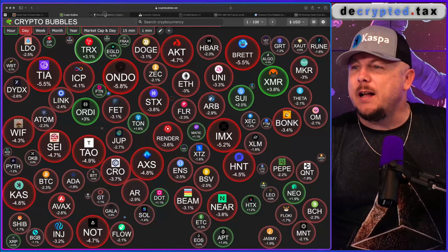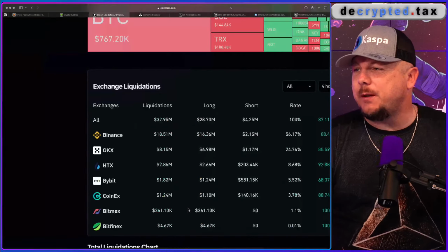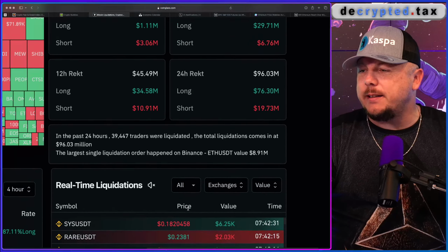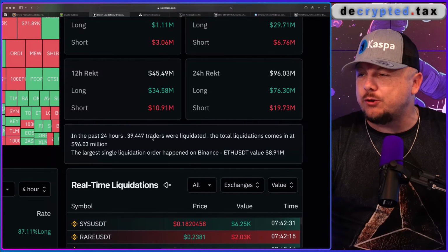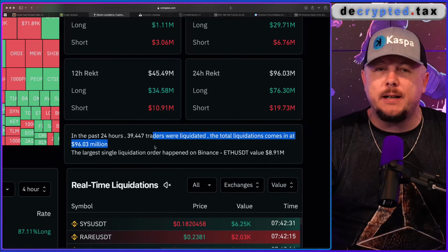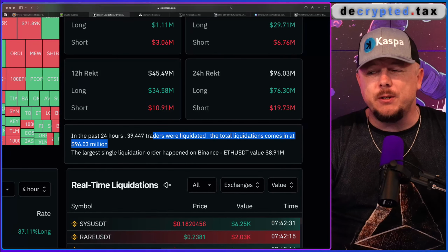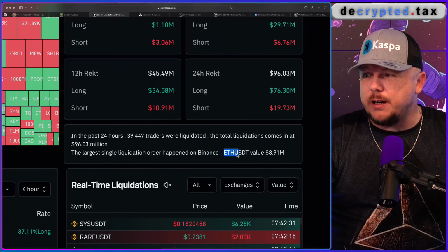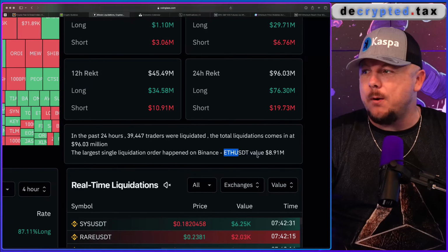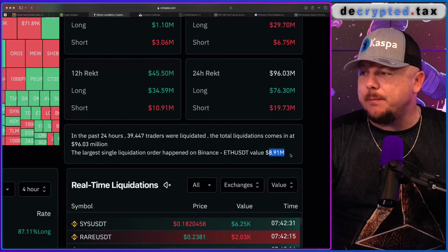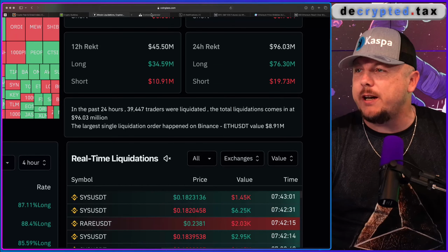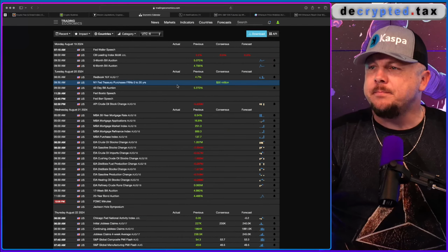Absolutely true. Let's jump into the liquidations for the past 24 hours here, guys. Looking at that, in the past 24 hours, 39,447 traders liquidated. Total liquidations coming in at $96.03 million. And then the largest single liquidation order for a single trade was Ethereum on Binance for $8.9 million in the past 24 hours, guys. So one single trade, almost $9 million there.